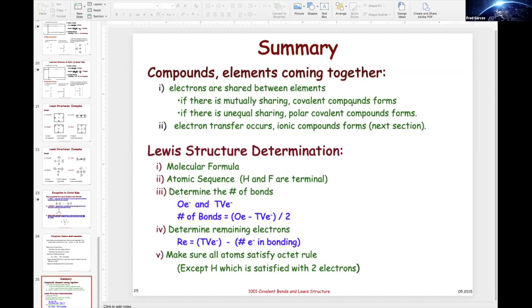Is hydrogen and fluorine the only exception? No, I didn't say that fluorine was an exception. I said that fluorine can only have one bond. Fluorine is satisfied with 8. Only hydrogen is the exception. Hydrogen simply wants 2, not fluorine. Fluorine wants 1 bond just like hydrogen, but it needs 8 electrons in its outermost shell.